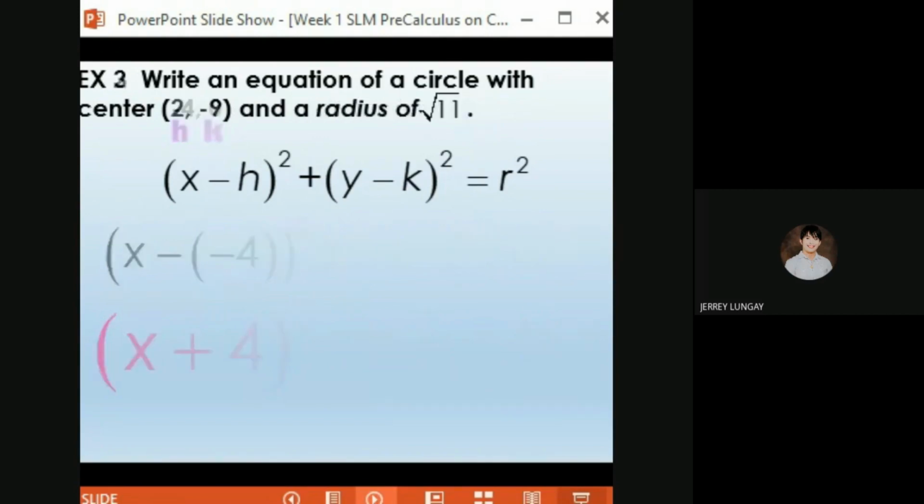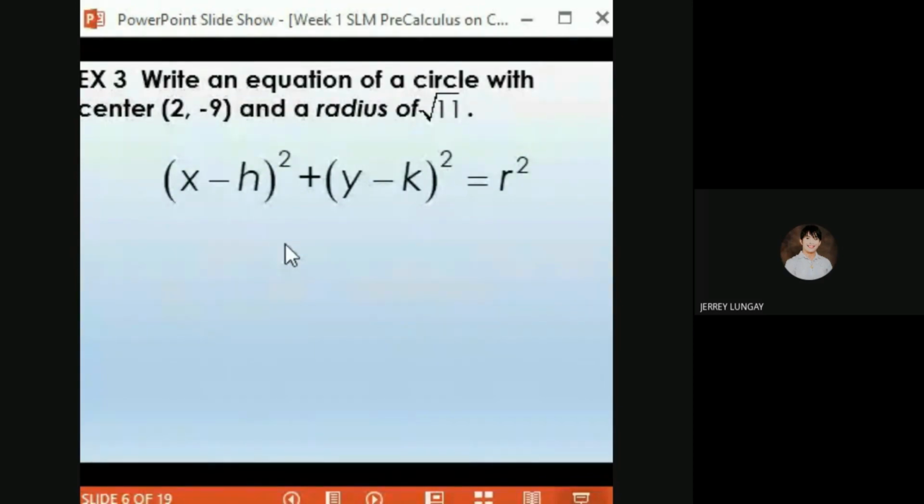So let's proceed. Example number 3, class. Write an equation of a circle with center at 2, negative 9, and a radius of square root of 11. Take note, the radius is square root of 11. If we substitute the center and the radius into the given standard form equation of a circle, class, what would it be? Kindly comment your answer, please.